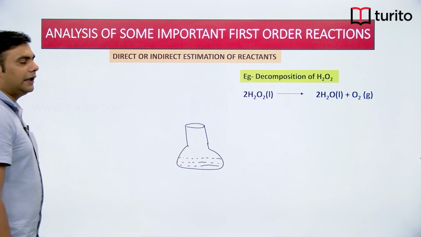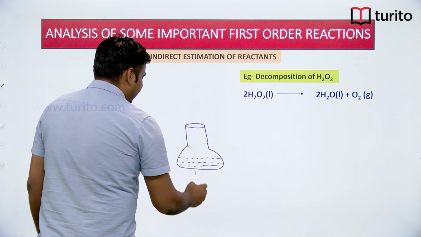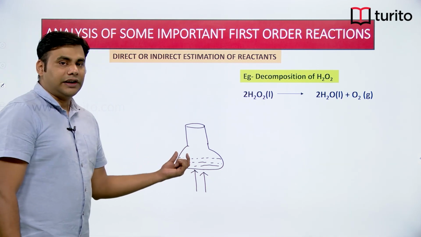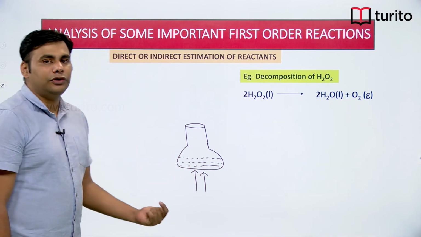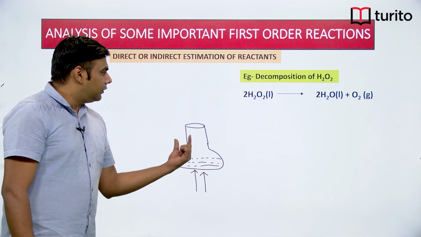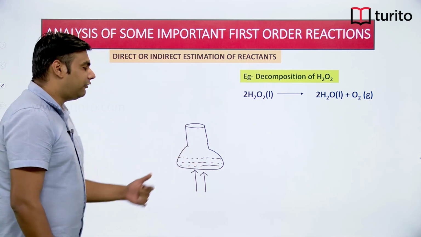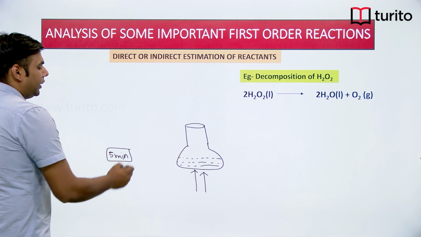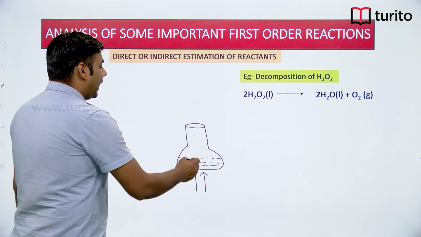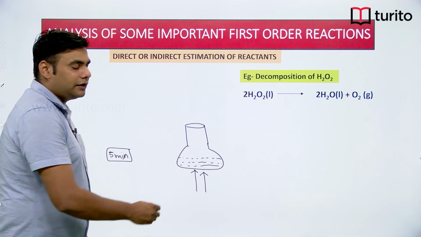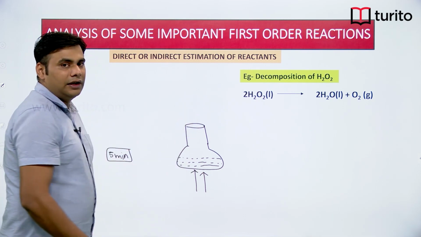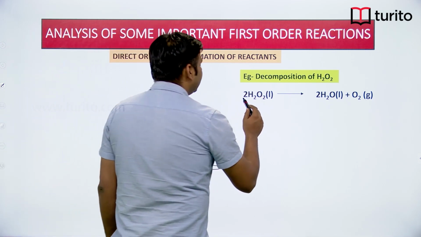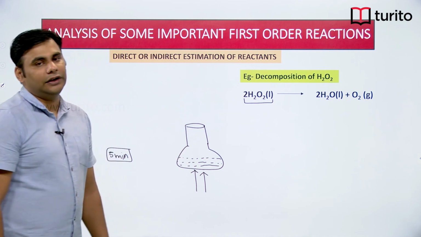Now we know that this is decomposing. Suppose it is decomposing on heating, so we are increasing the temperature, and it has started to decompose. At time t equals 0, when the reaction hasn't started, only H2O2 is present. Say after 5 minutes I analyze the reaction mixture. How will I analyze it? I will take some amount of the reaction mixture and analyze it separately. Now we know that H2O2 is an oxidizing as well as a reducing agent.